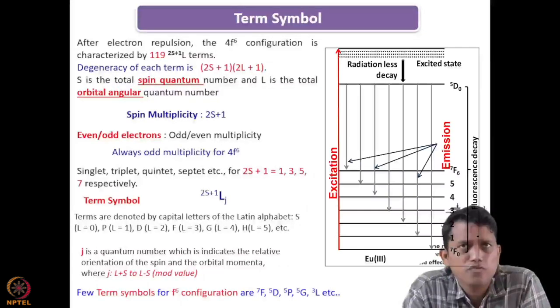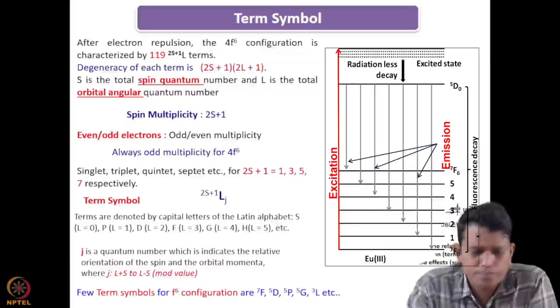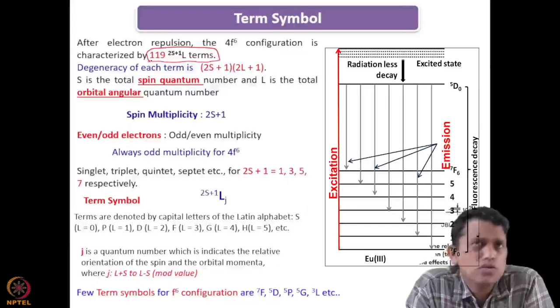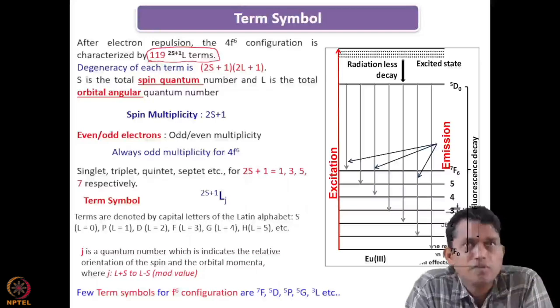But just for the sake of completion, I have given a very quick example of f6, which I have taken. Just see the first line: if you just assume the electron-electron repulsion, you will have 119 groups of different terms in bulk. And obviously, if you sum those 119 groups, the total number should be 3003.